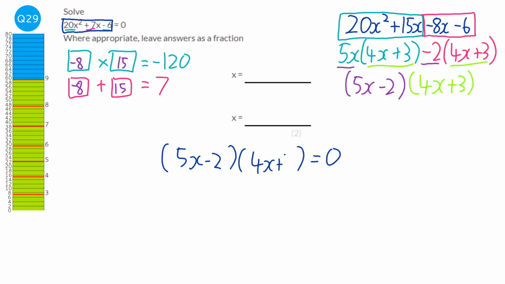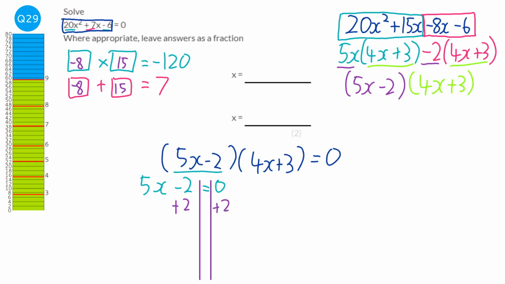Put that into our equation, and to solve this now, we get the first bracket equal to 0, so we're going to get this equal to 0, and solve it, so get our lines down. To start by adding 2 to both sides. And then we're going to divide by 5. And we can show that as a fraction just by doing 2 over 5. So our first solution is 2/5.